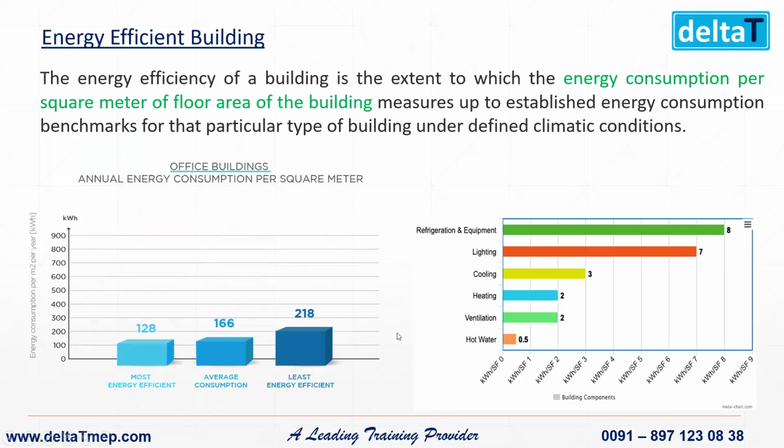Now when we try to talk about energy efficiency, we use some parameters. So here we can see a parameter of kilowatt hour per square feet. It means for an office building or a building, annual energy consumption divided per square meter. So for 1 square meter, how much energy is consumed? Example here it is given as kilowatt hour for 1 square feet.